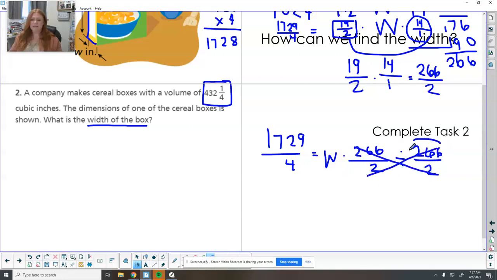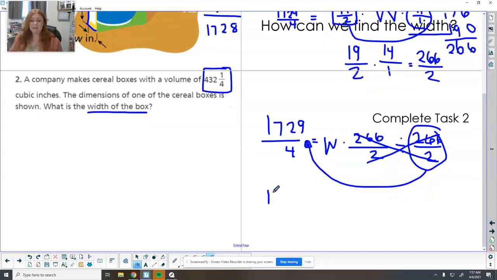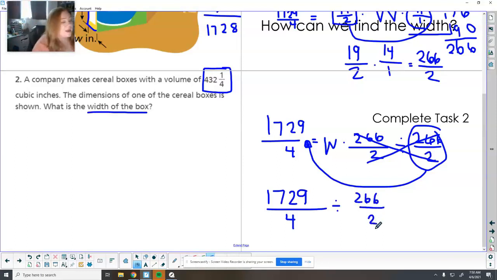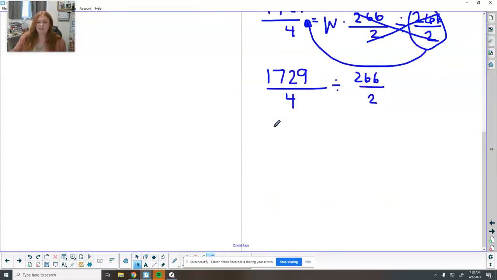And now we have to do this to the other side. This is what we have. This is what we're dividing by. So 1729 over 4 divided by 266 over 2. Now remember, when we are dividing, I don't know if 266 can go evenly into 1729. So what I can do though is make it a multiplication problem, since division and multiplication are just opposites of each other.